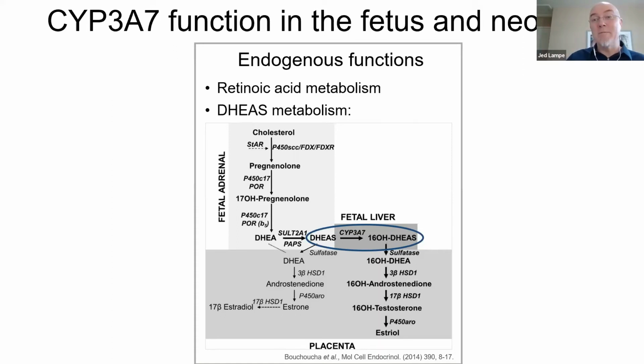CYP3A4, again, is this garbage enzyme in the adult. If you inhibit it, you're not really going to be changing much in terms of homeostatic mechanisms. But in the developing fetus and the neonate, if you inhibit CYP3A7, that's going to lead to less production of these steroids downstream, particularly estriol. And remember, inhibition or lower levels of estriol lead to premature birth and low birth weight.